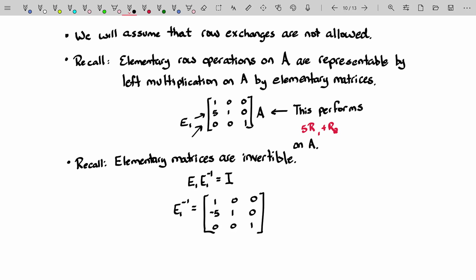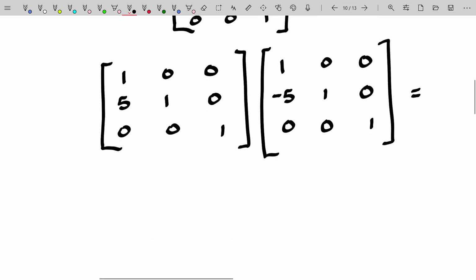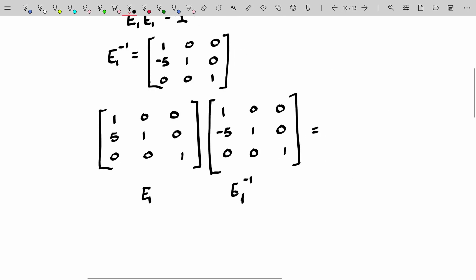And that should make sense. You can see that these are actually going to be inverse operations if you apply them to each other. The left matrix is E sub 1. The right matrix is E sub 1 inverse. If you do that multiplication, well, let's see.